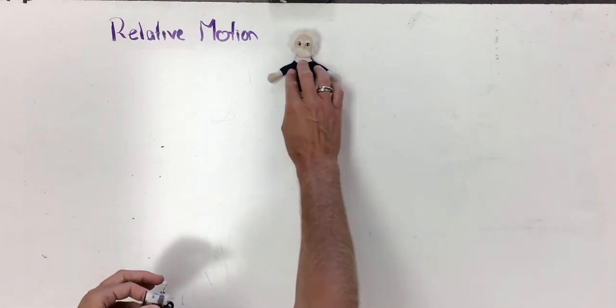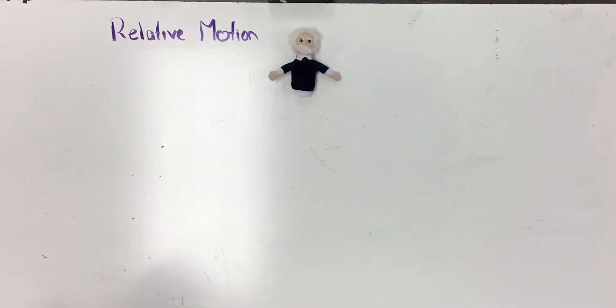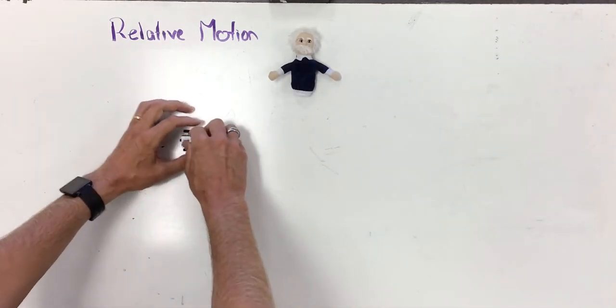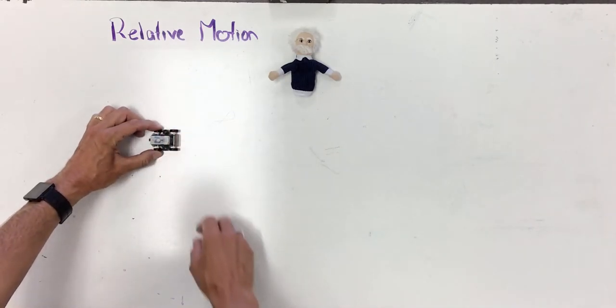I'm gonna put this guy here. We're gonna call him Albert. He's just chilling out, just sitting there. I've got this toy car. It's kind of beat up, but it should work good enough for what we're doing today.